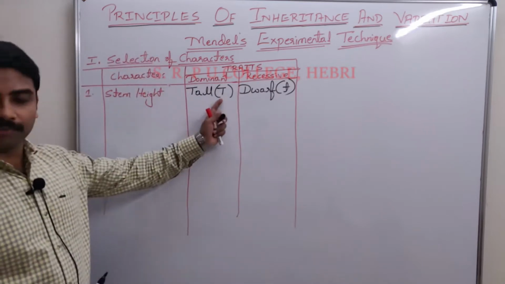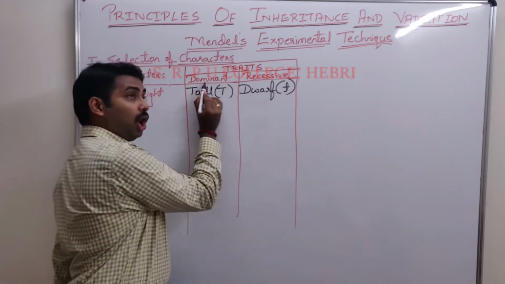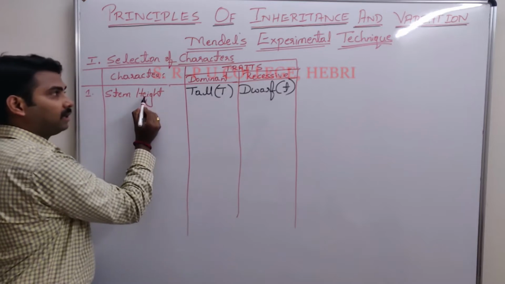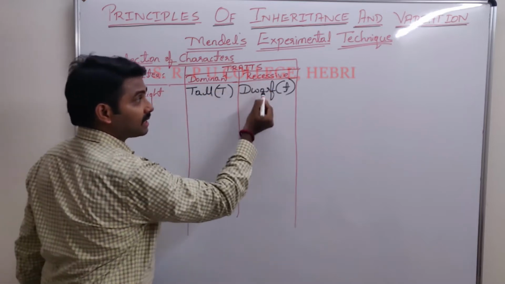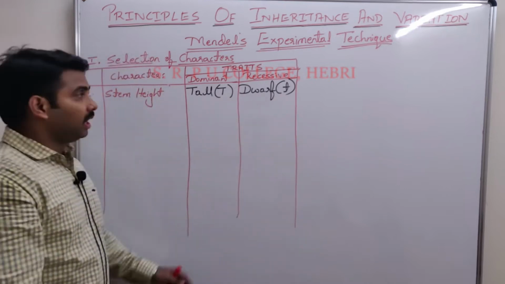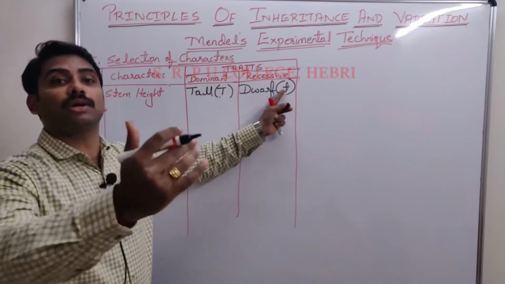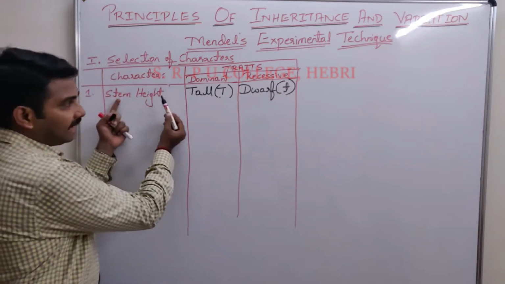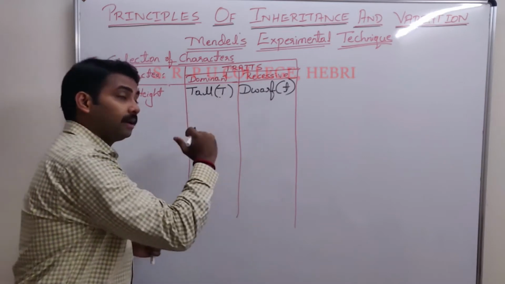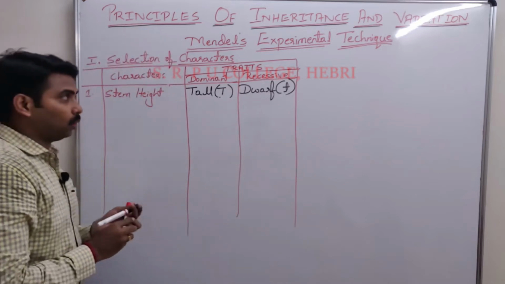Be careful. When you use the uppercase or the capital letter for the dominant trait for a character, for its recessive trait, its small letter must be used. Here capital T, here you can't use capital D or small d. For the two traits of a character, for dominant trait capital letter, for recessive trait small letter you are going to use.